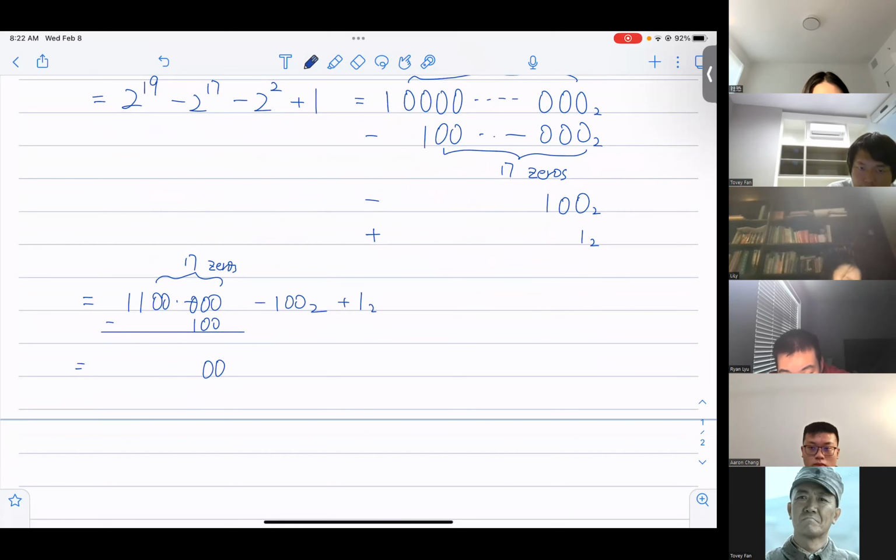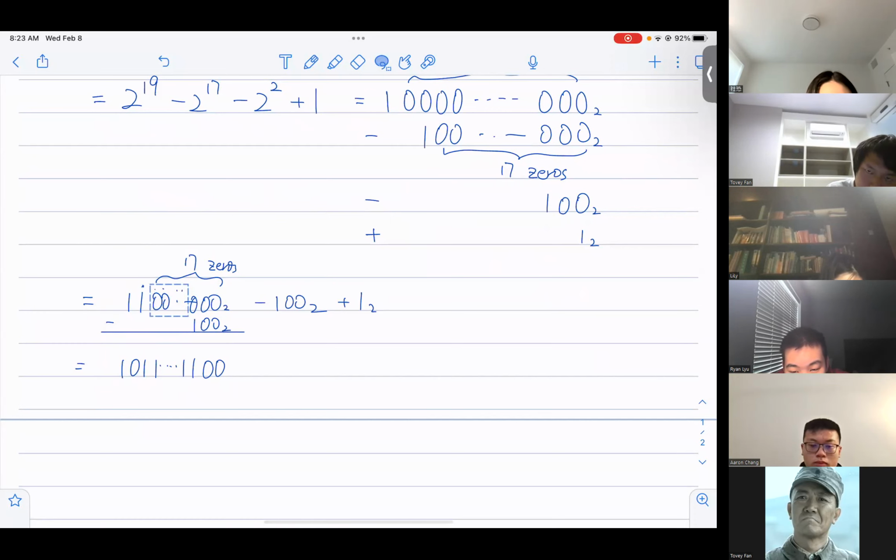0 minus 1 in binary, you have a 1 again, right? So you're going to borrow 1 from the previous digits, right? So you have a bunch of 1s. And then you have to borrow all these digits, right? You have to borrow all the digits from the zeros. You have 1s and 1s. And then you borrow 1 from here. So you get 1, 0. See if that makes sense?